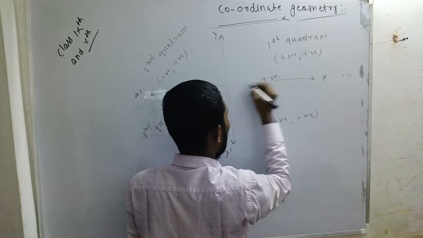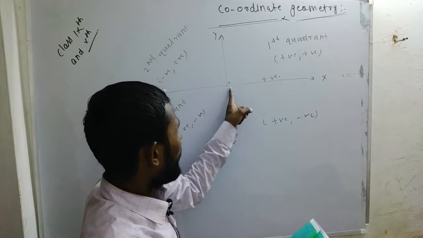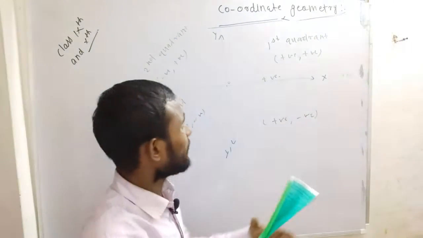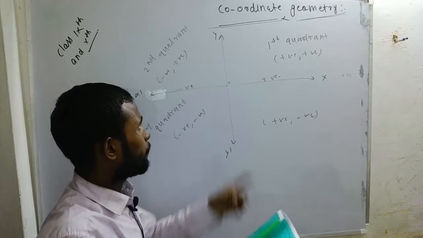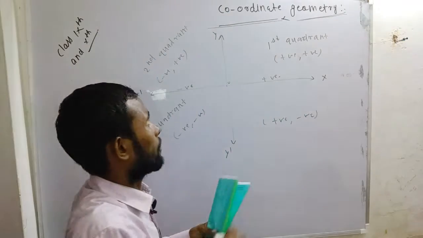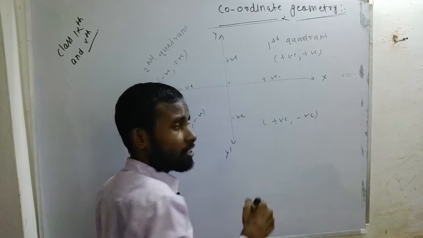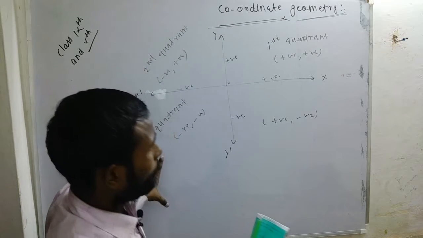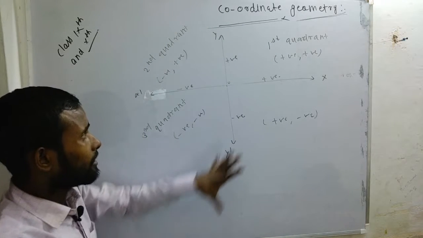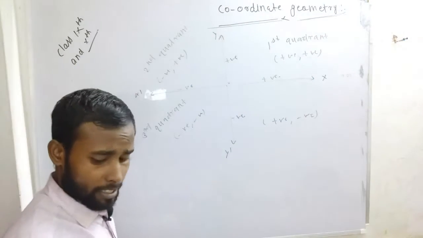Positive means that we take positive from the origin to any distance in the rightward direction. We take negative from any distance from the origin in the leftward direction. From the origin in the upward direction we take always positive, while in the downward direction we take negative. Coordinate geometry is just this point.